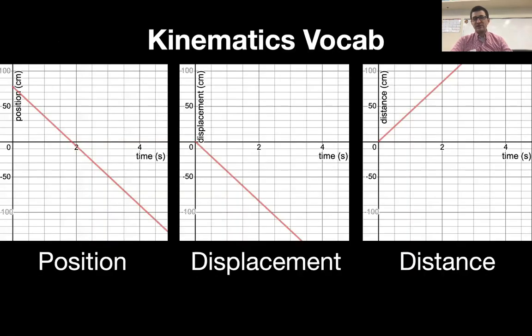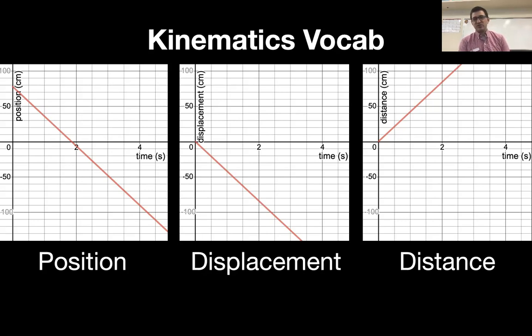So before we dive too deep into this, I just wanted to review just a tiny bit of vocab, the difference between position, displacement, and distance. So position is just where something is at a given time. So for example, at 0 seconds, the buggy was at a position of 80 centimeters. Displacement is how far something is from where it started. So at 0 seconds, it is 0 centimeters away from where it started. It is where it started. But then as time goes on, it moves farther and farther to the left of where it started.